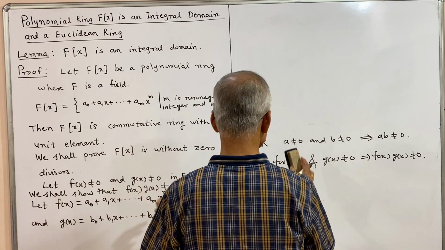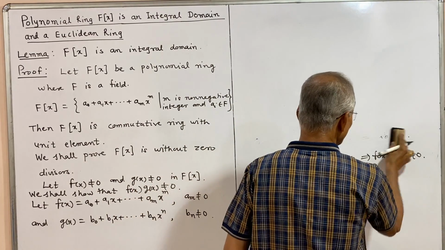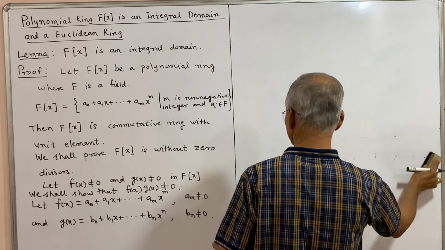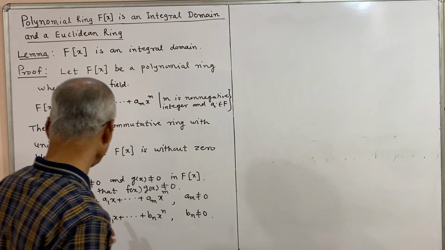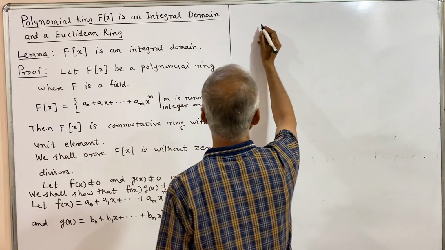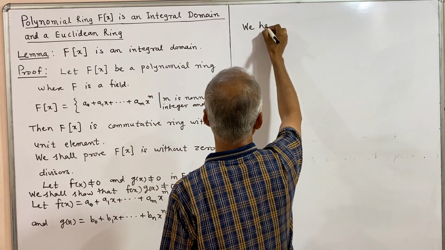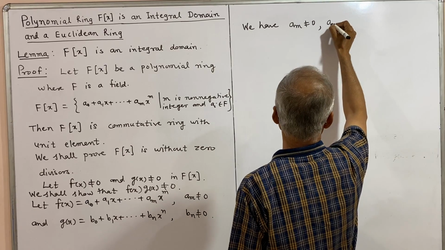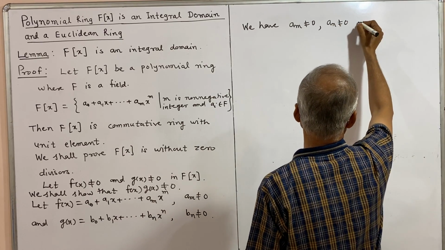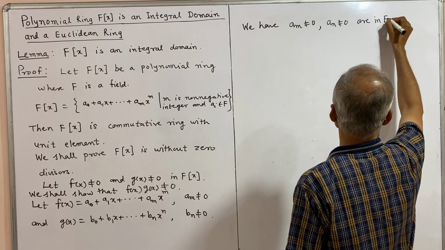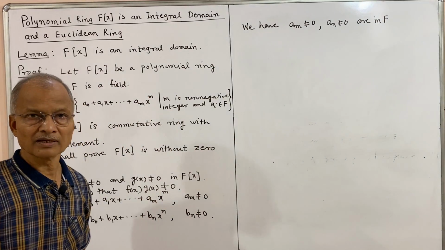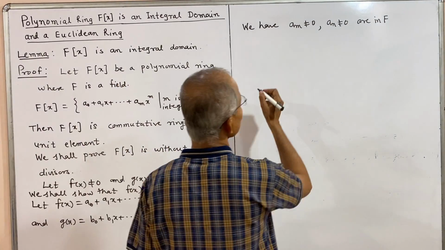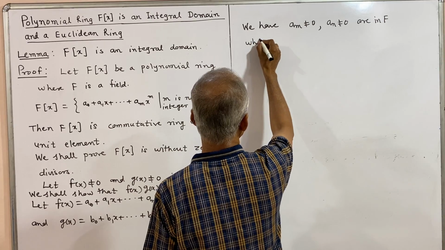Now how the product is not 0, that we shall see. Here am and bn are elements of the field. We have am not equal to 0, bn not equal to 0 in F, and F is a field. Every field is an integral domain, and therefore F is without zero divisors, being an integral domain.